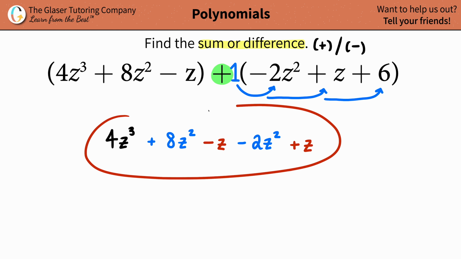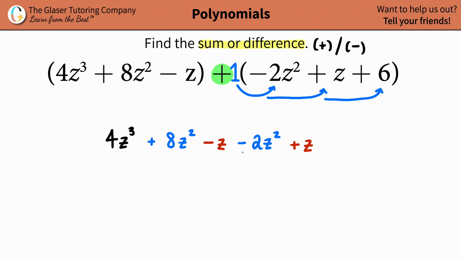And then 1 times a positive 6 is just 6. And am I going to use black, blue, or red? Not for this one, because this one doesn't have a z cubed, doesn't have a z squared, and doesn't have a z value. So I must use a different color. Let's pick one. I like green. Yeah, we're doing green. So plus 6. All right, now we have everything together. Let's now simplify. And the beautiful colors tell us what we need to simplify. If you have more than one of a color, those are what you've got to simplify.